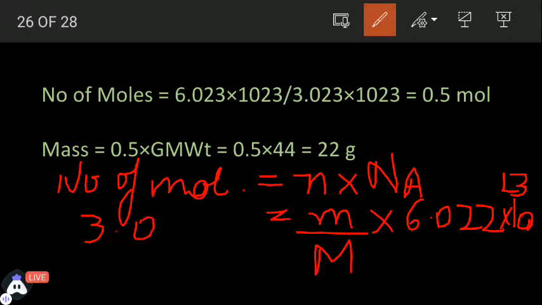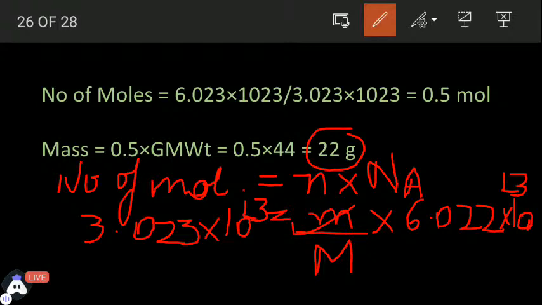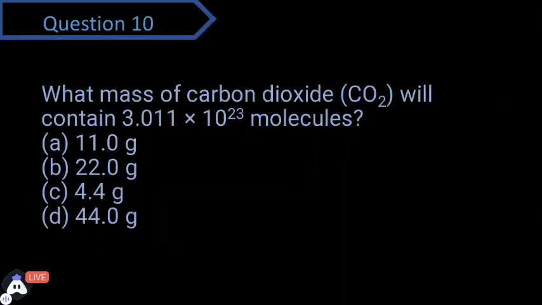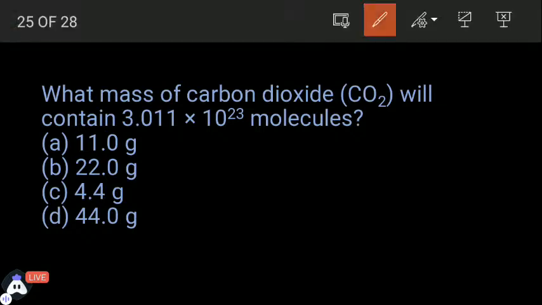So when you put in all the values, you will get the correct answer as 22 grams, because we need to calculate small m, and capital M stands for molecular mass. And what is the molecular mass of carbon dioxide? It is 44 grams. So this is again an easy question, and the correct answer is option B, that is 22 grams.